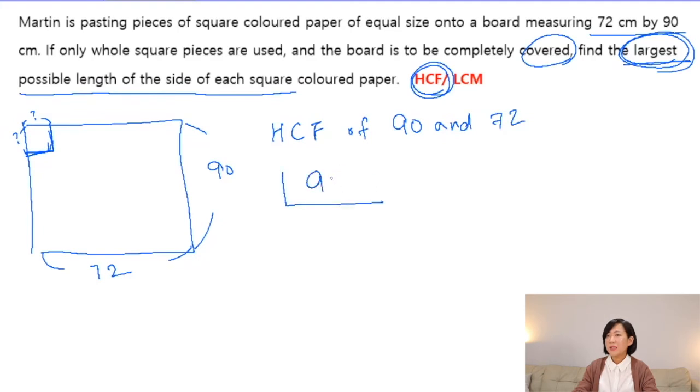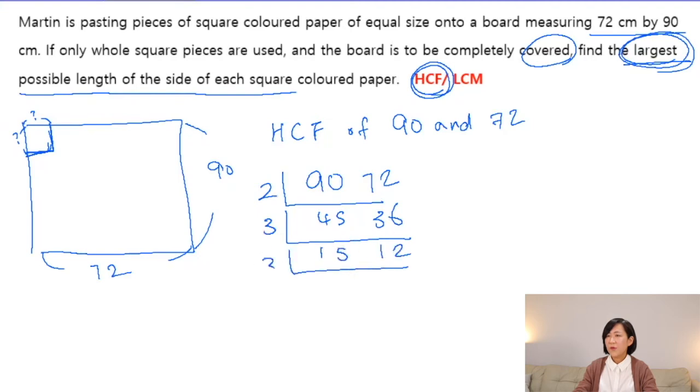So now 90 and 72, 2 goes into 45 and 36. Then let's divide by 3. The common prime factor is 3, giving 15 and 12. Then 3 again, giving 5 and 4. So now let's think about all the numbers. 2 times 3 times 3 is our highest common factor. That is 18. That means the one side of the square colored paper is 18.